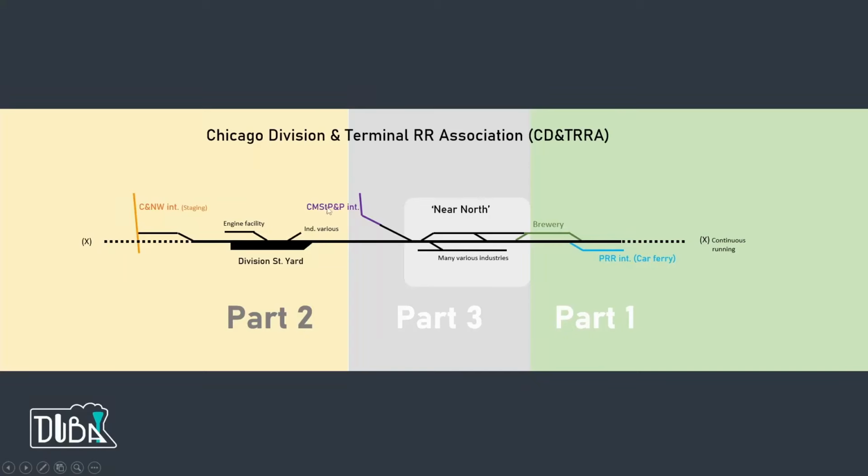Now, if we just go back to the plan, we talked about this yard. We need to talk a little bit more about staging. So last time we talked here on the right in part 1 about this Pennsylvania Railroad interchange. It's in blue. And we're going to talk now about the C&NW staging here in orange.